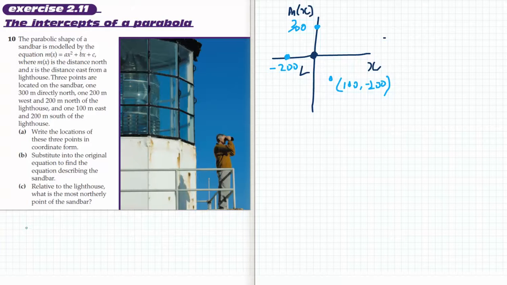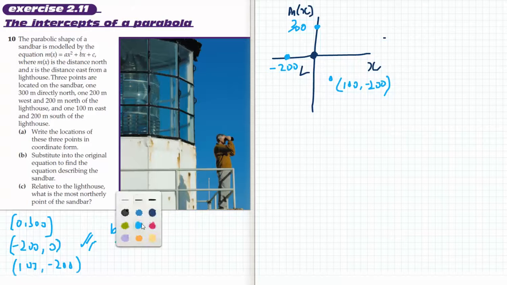Part A says put those in coordinate form, so I have a point which is (0, 300), another point which is (minus 200, 0), and a third point which is (100, minus 200). Part B says substitute into the original equation and find the equation describing the sandbar. So I've got m(x) equals ax squared plus bx plus c.